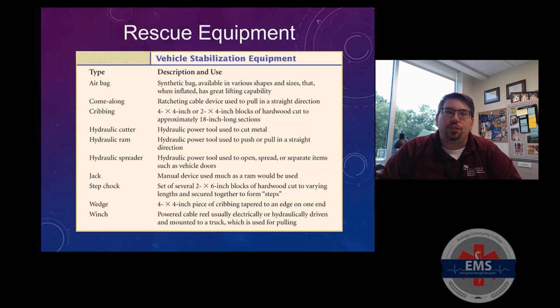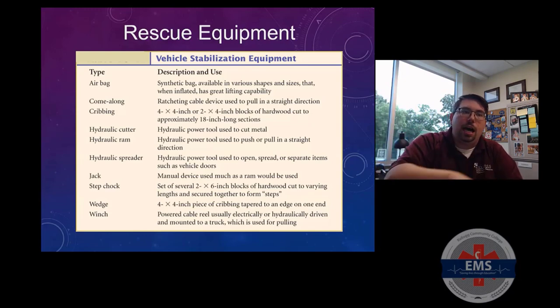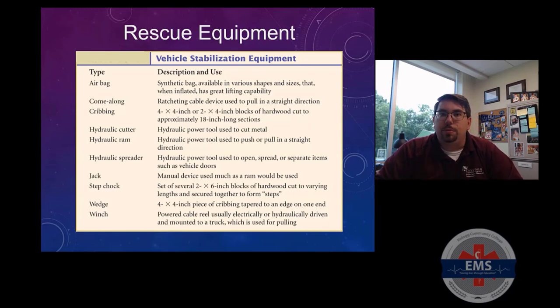Step chocks are similar to what you would see with cribbing, but with a step chock you're going to see steps, typically made from wood or some other type of plastic or rubber, that can be utilized to stabilize as well. A wedge is a 4x4 that is cut on an angle to come to a point at one end, where we can use it to fill in gaps and whack it with a mallet in order to stabilize and create some tension in our cribbing and in our step chocks.